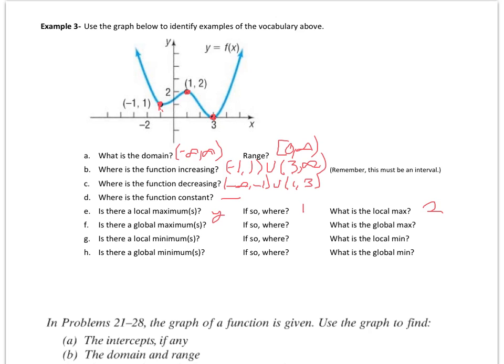All right, is there a global max? Yep, there's always a global max and global min. And where is it? Yeah, it's everywhere. So the global max is infinity.